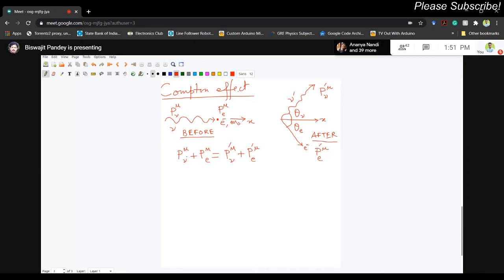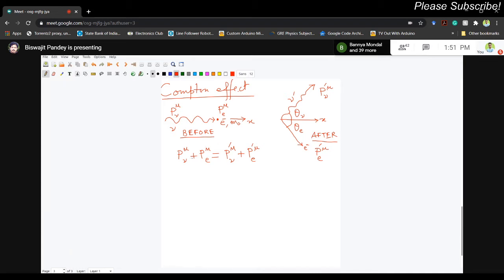You see P mu nu, I know the frequency, suppose it's given to you. You know the mass of the electron. Since the electron is at rest, you already know the 4 momentum, because it is the rest mass energy divided by c, that is m0c, the time component, and there are no spatial components because the electron is at rest in this frame.